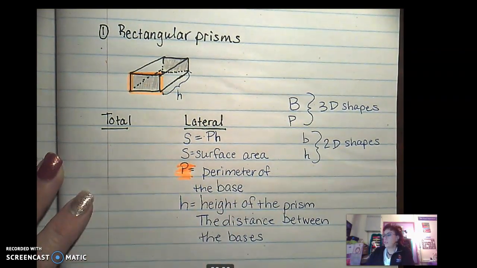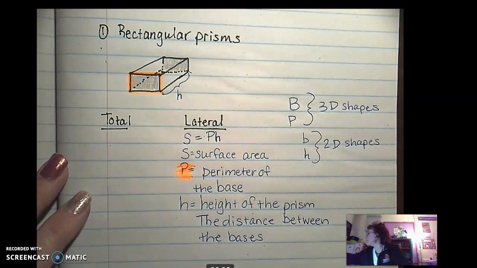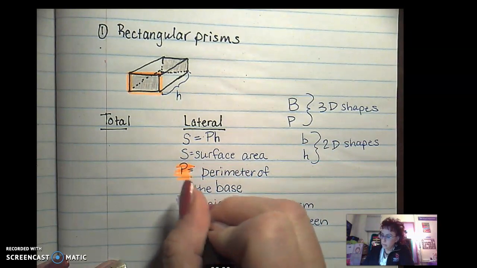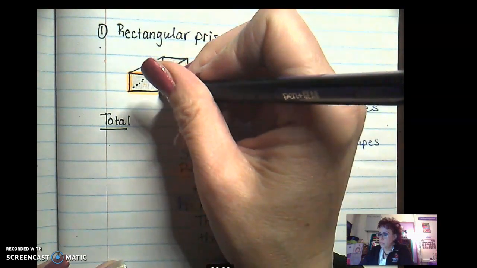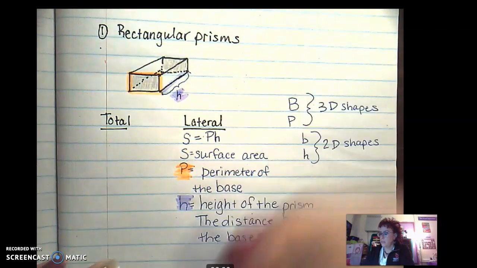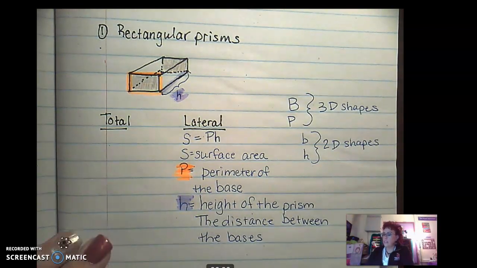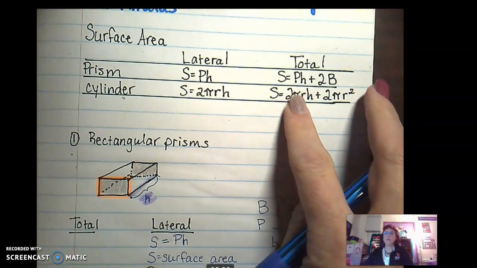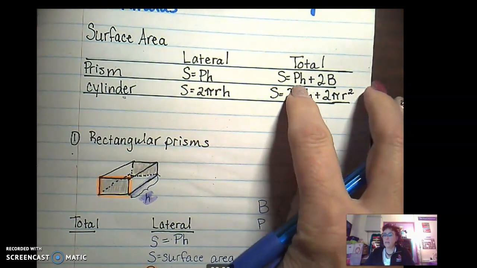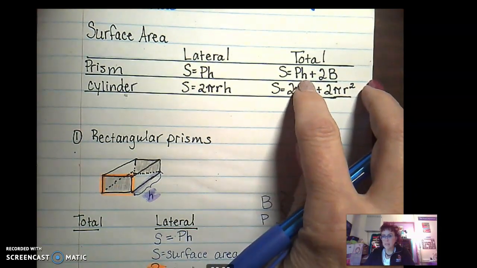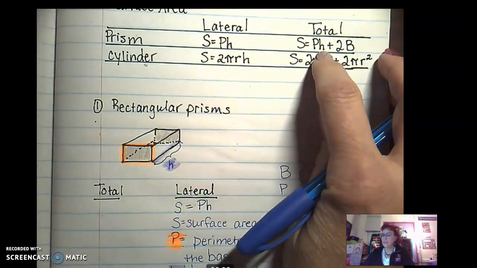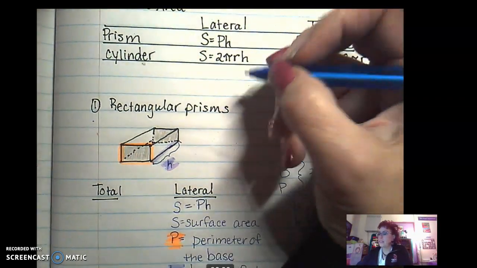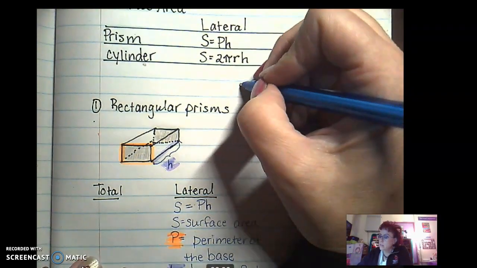If I'm looking for total surface area, I'm going to highlight this purple. So the distance between the bases. Total surface area is just adding to it. We're already finding the perimeter of the base times the height. So that's giving me the area of only the sides and does not include the area of the bases. So let's make sure we understand that.